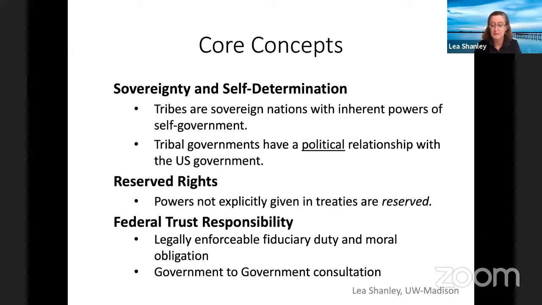Another powerful legal concept is the doctrine of reserved rights. The Supreme Court has stated that an Indian treaty is not a grant of rights to Indians, but is a grant of rights from tribal governments. So it's a reservation of those rights not granted. So I would argue that, like states, tribal governments have reserved rights to control access to their data.